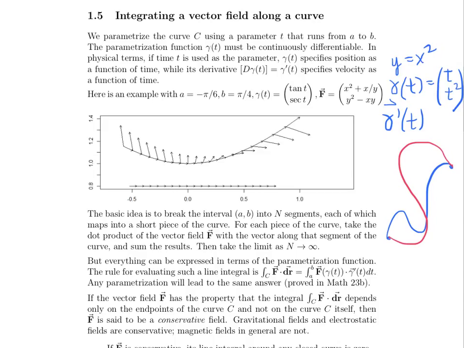Gravitational fields and electrostatic fields are conservative. Magnetic fields in general are not, but sometimes there are some examples where they are. If you're taking 15B next semester, I know a lot of you are taking 16 and 15A, so that's something that definitely comes up.